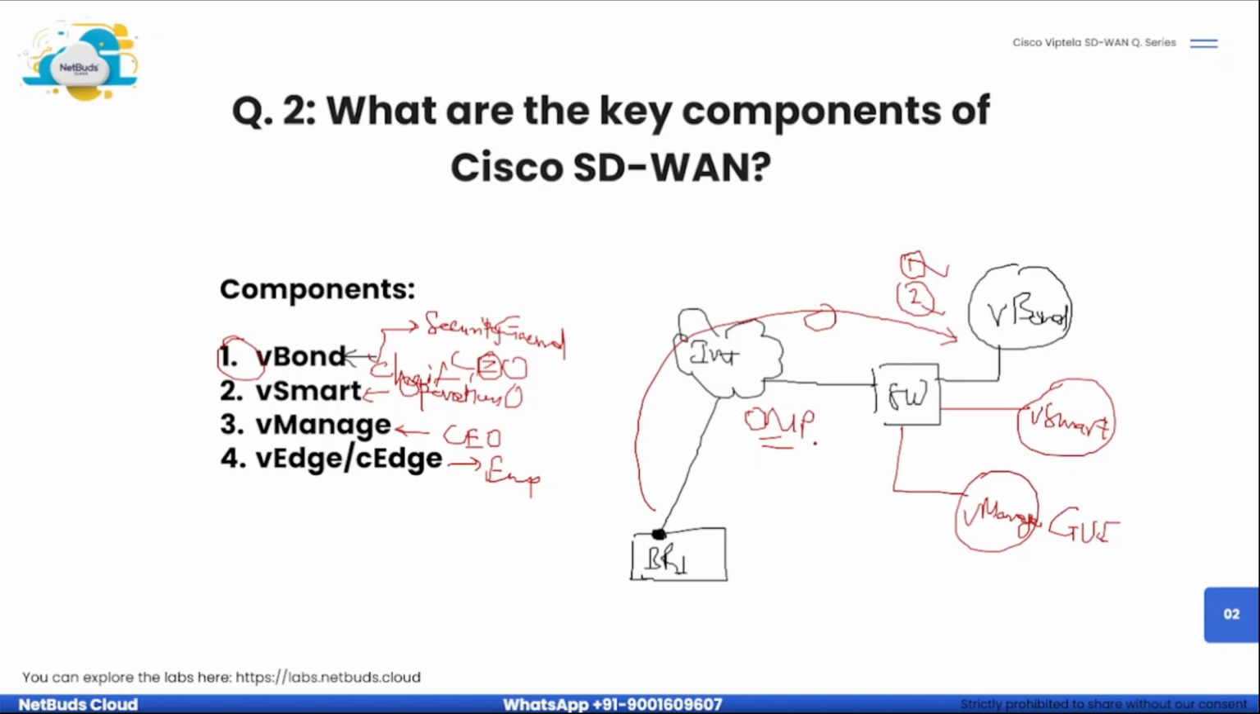The last thing is the vEdge or the cEdge. These are the actual routers that carry the real data traffic from one location to the other locations. I hope you understand the concept of the four big components.